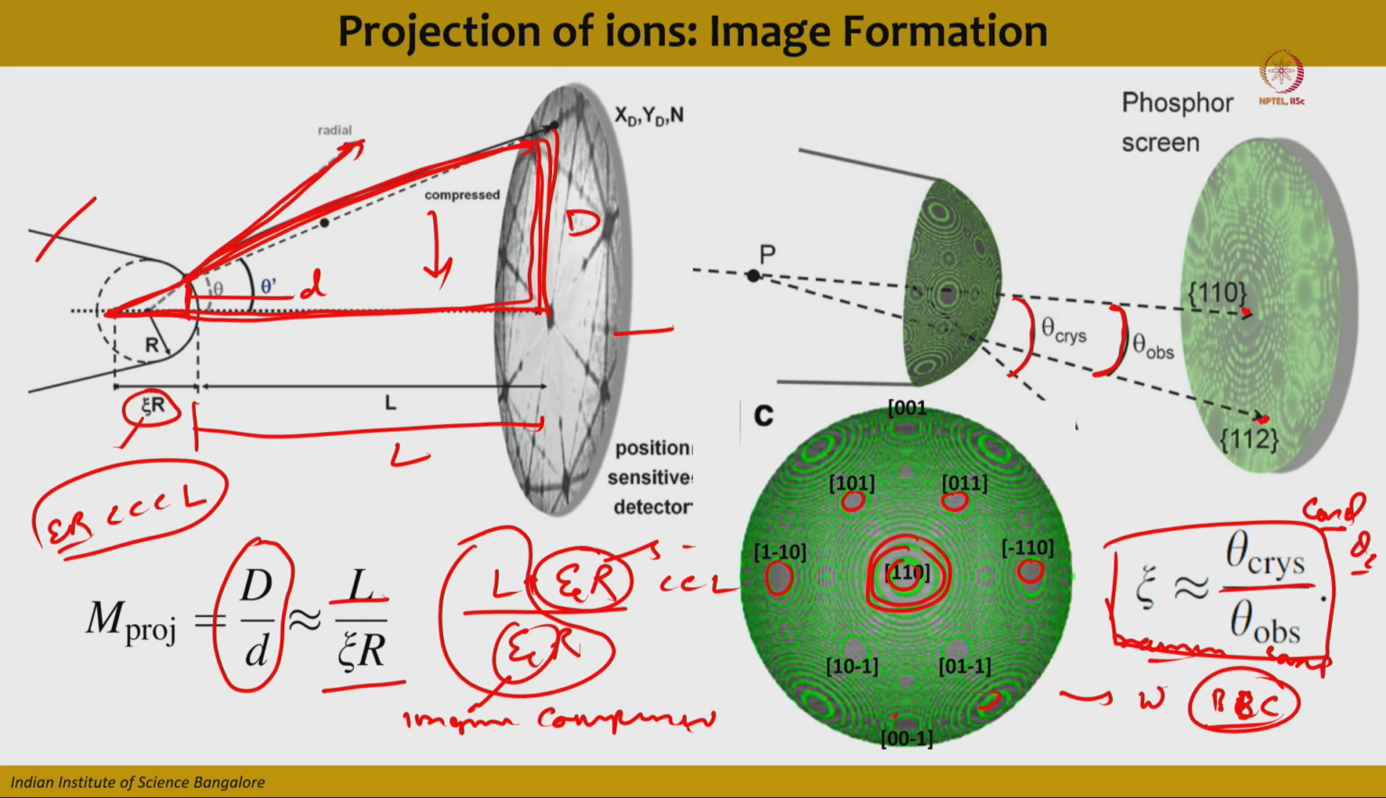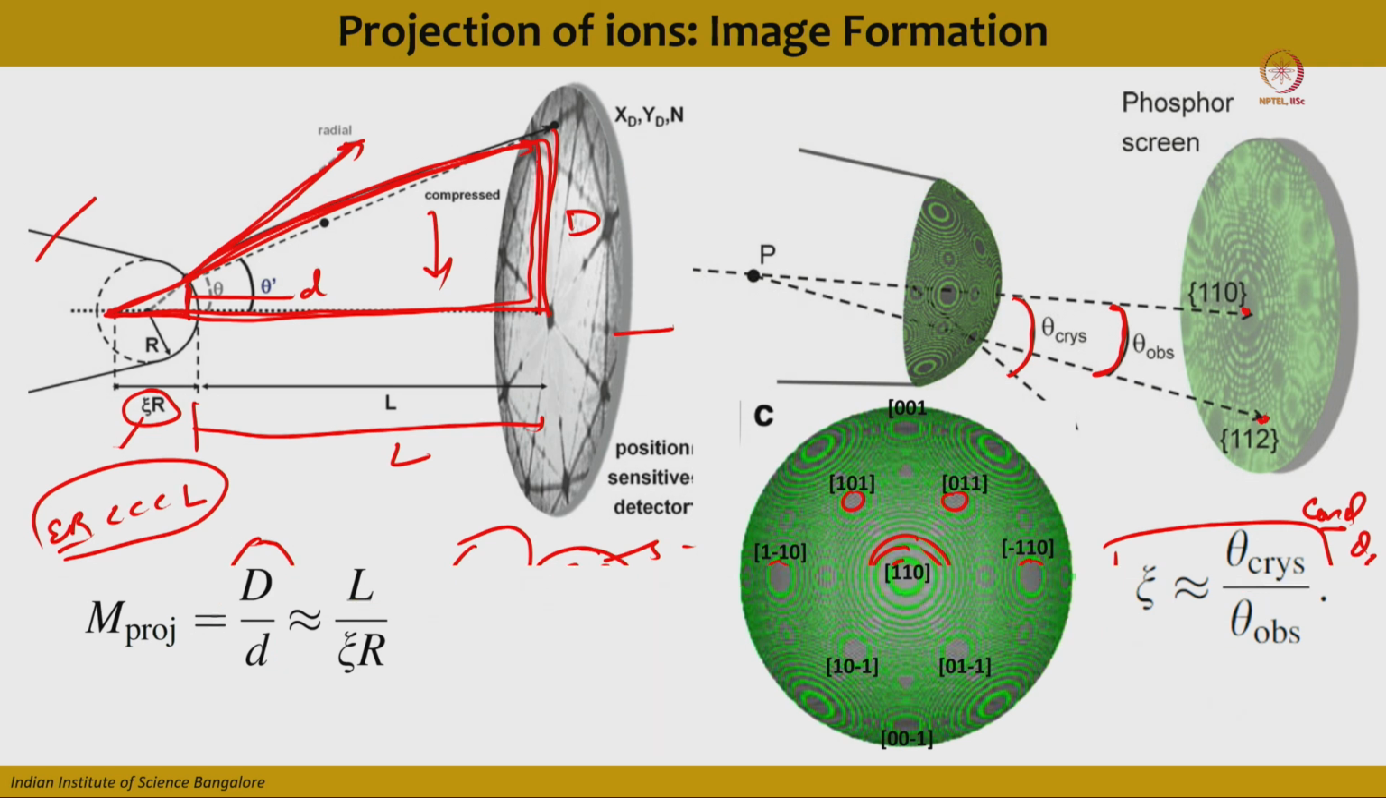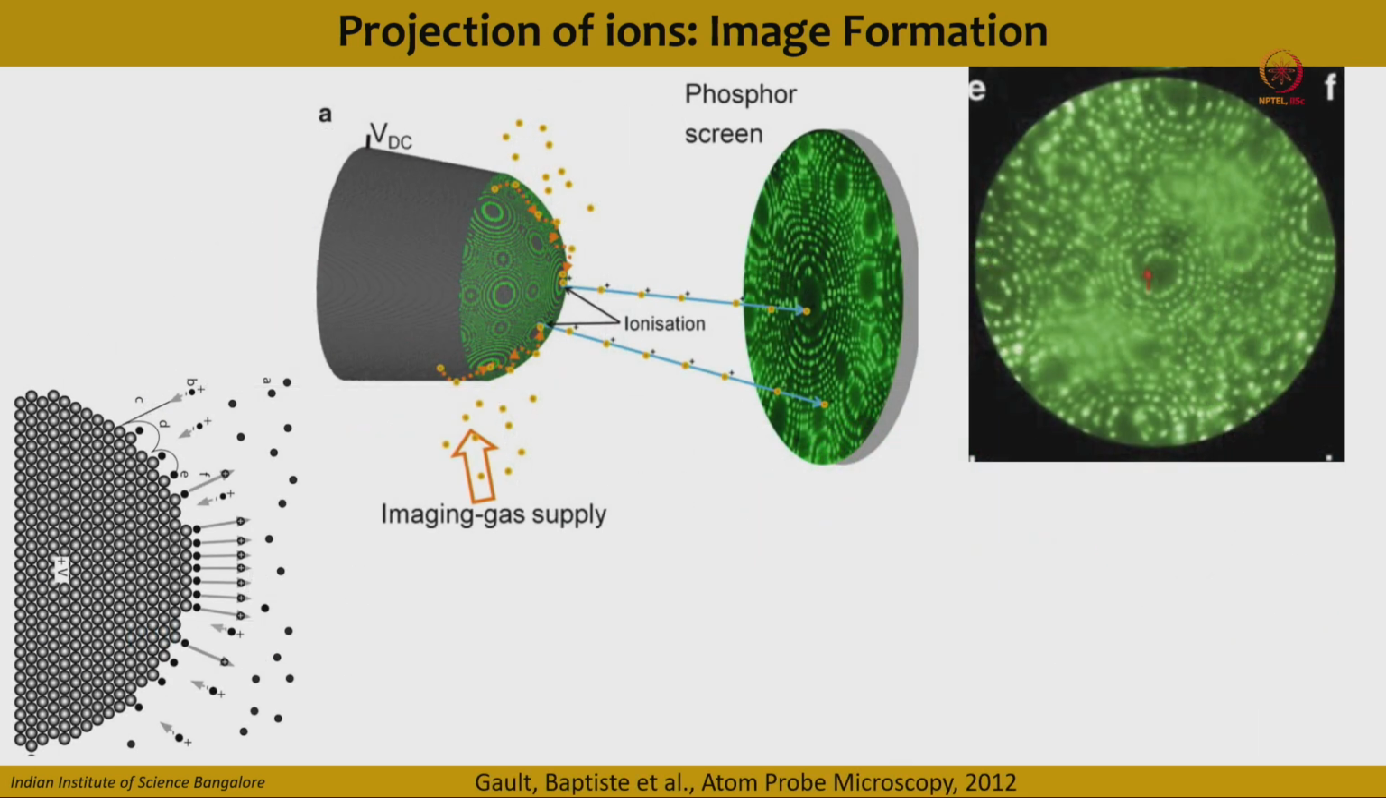So after finishing some more classes, we will have some small mathematical questions where we can calculate the image compression factor for different types of FIM images. Fine. Next is, just briefly, projection of ions.